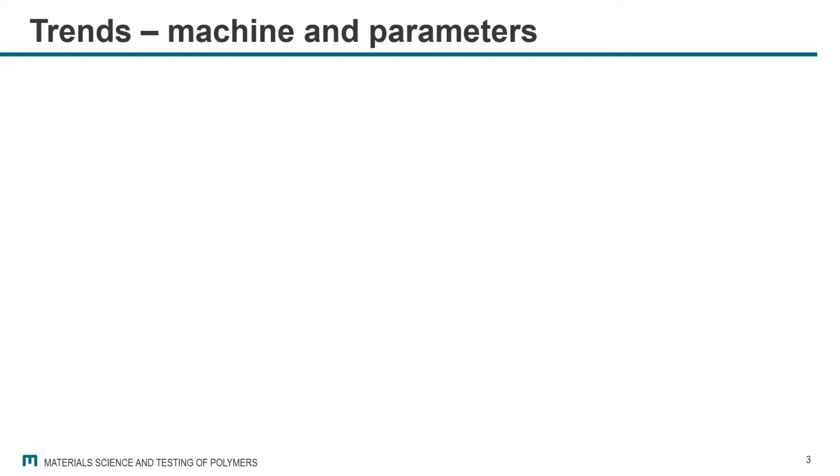Now, the first trend I would say in fused filament fabrication was regarding the machine and the parameters which you can play around with. And there was a lot of empirical testing, so basically printing specimens with different parameters and having a look at the subsequent properties of the specimens or the components.